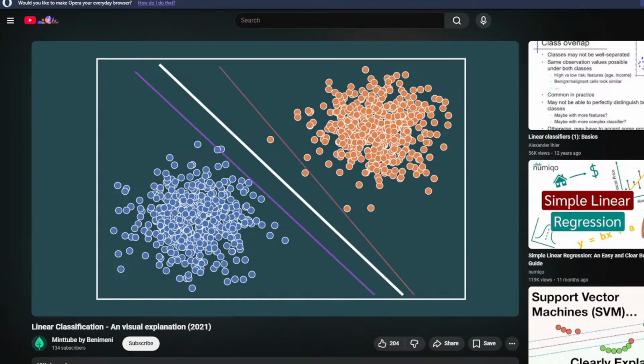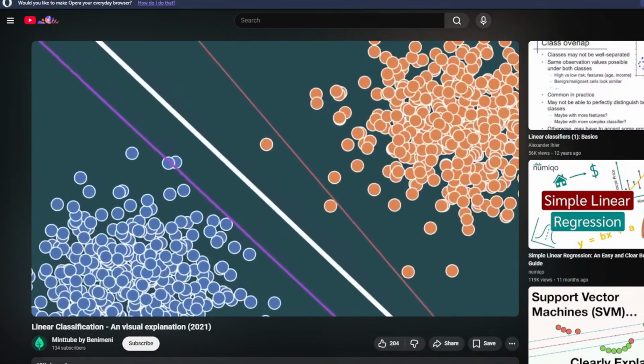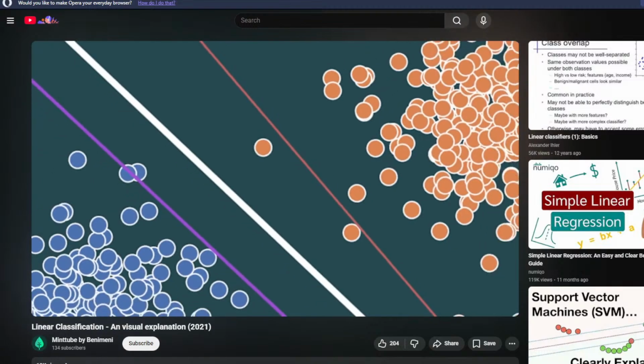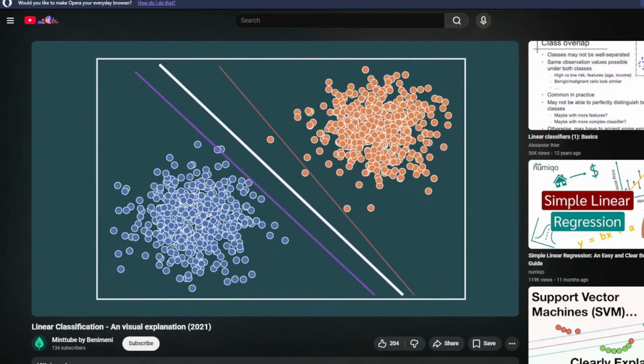The line closer to the blue class, the line closer to the orange class, and the line exactly in the middle. If we would choose the line closer to the orange class as separating function, then data points that are actually closer to the orange class might be classified as blue. The same holds for the line closer to the blue class. Hence, the best line that we could choose would be the line maximizing the distance to both classes. This is the line exactly in the middle between both classes.